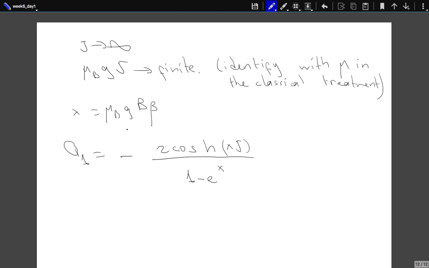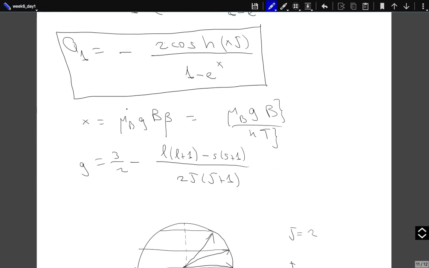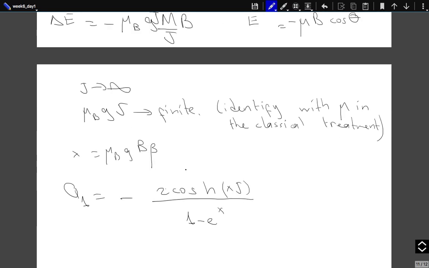You see, when we take that limit, j goes to infinity, you see this factor g. When j goes to infinity, this should be finite. G should go to 0. But when g goes to 0, x becomes very small. So basically Q1, the classical limit will be the small x limit.